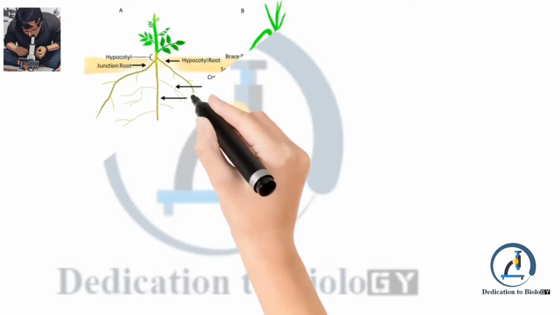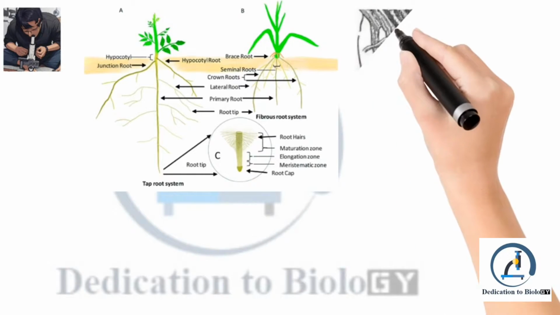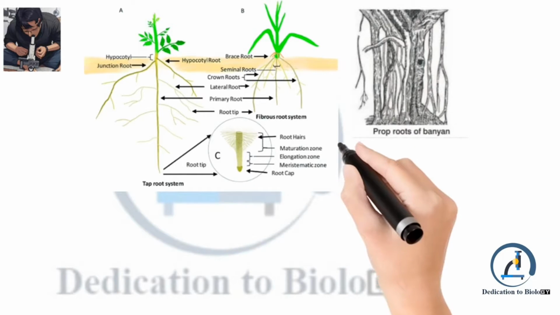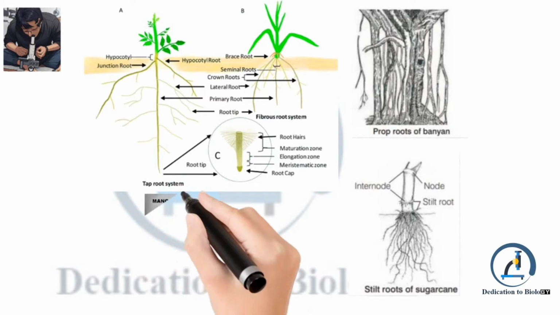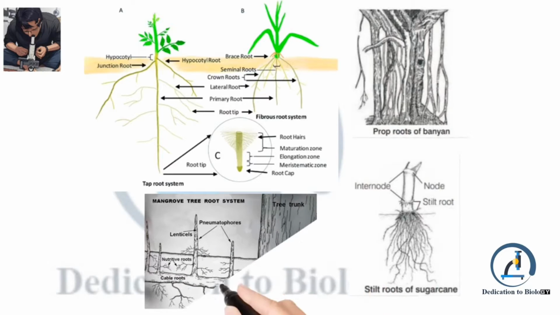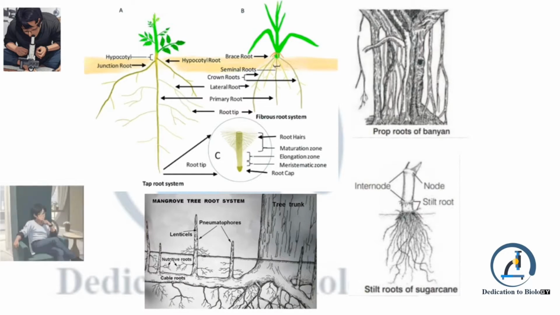Now, we can see all the examples in the diagram. First one is taproot, second one is fibrous root, then prop root, stilt root, and last one is mangroves, that is pneumatophores, that is respiratory roots.